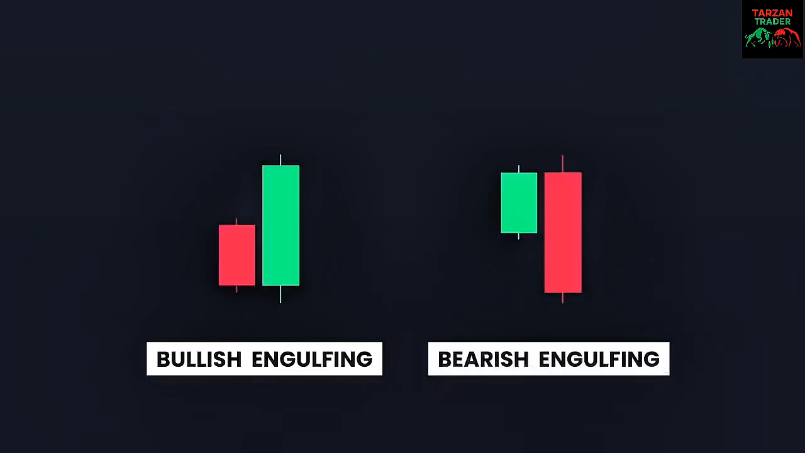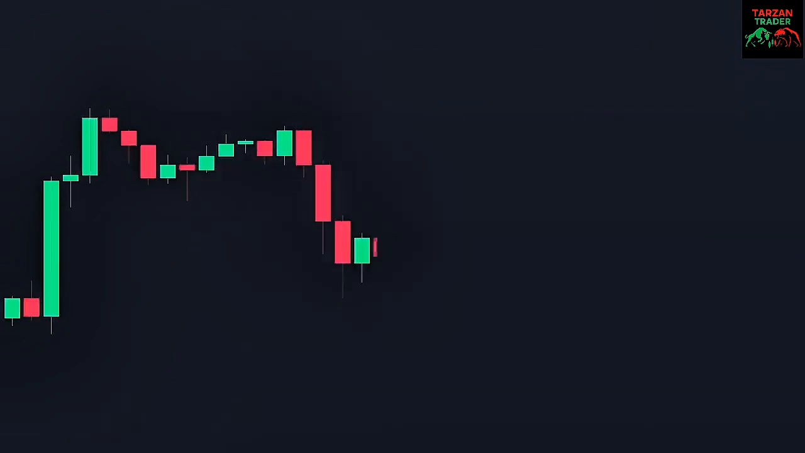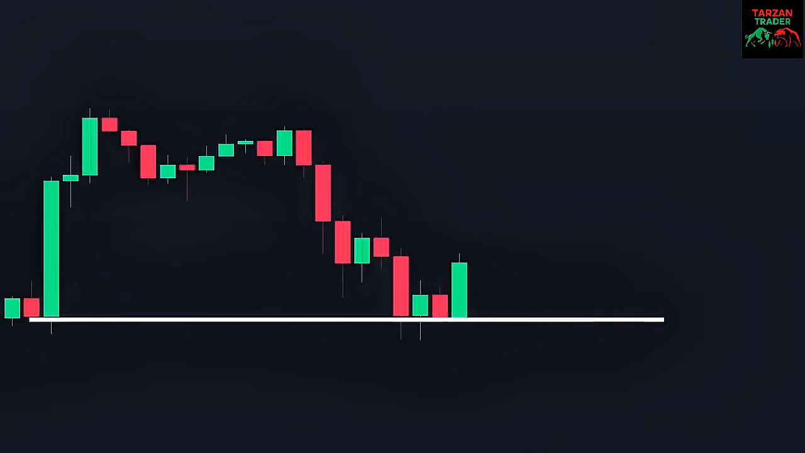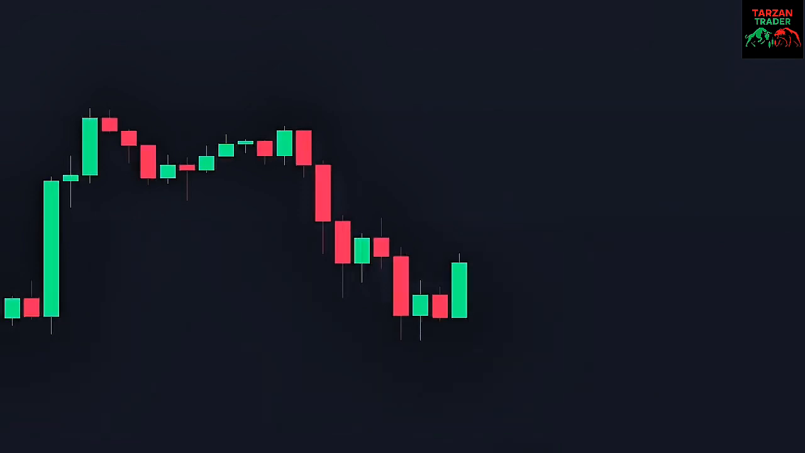The bearish engulfing is the opposite, a small green candle followed by a large red candle. Here's a perfect example of how powerful this pattern can be. Notice how price approaches this strong support level where it had bounced multiple times before. We can expect another bounce, but we need confirmation before entering.